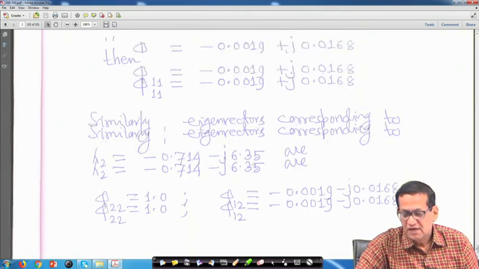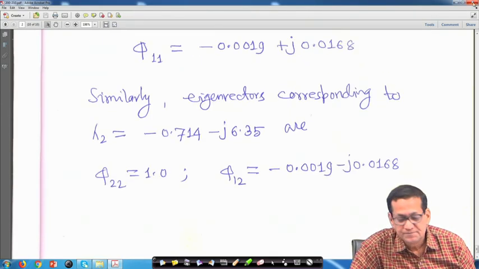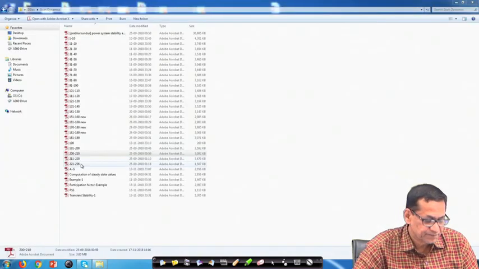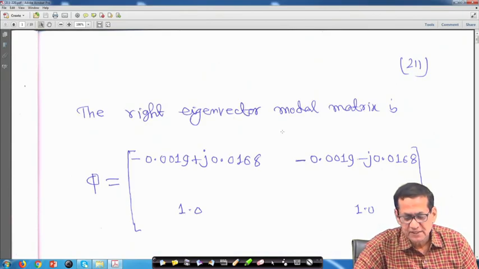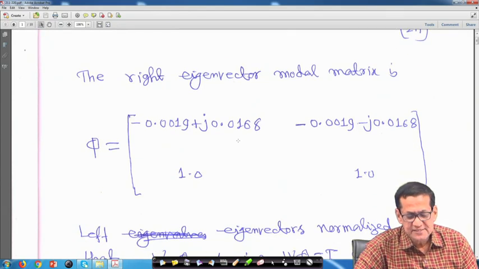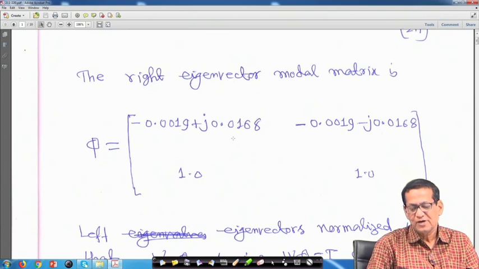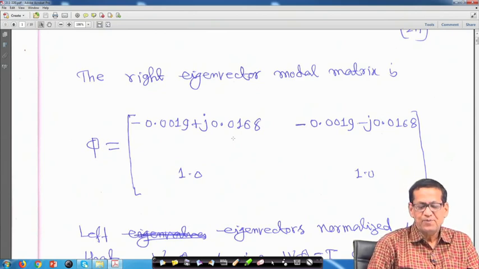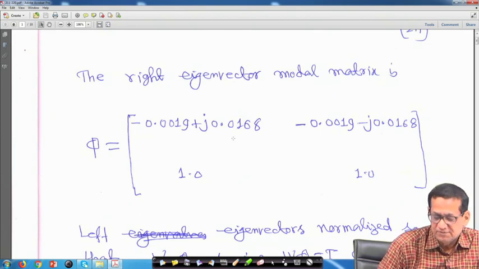Therefore, we will go to the next page. So, just hold on. Right eigenvector modal matrix is phi, given as phi 1 1, phi 1 2, phi 2 1 and phi 2 2. This is my phi, the right eigenvector modal matrix.